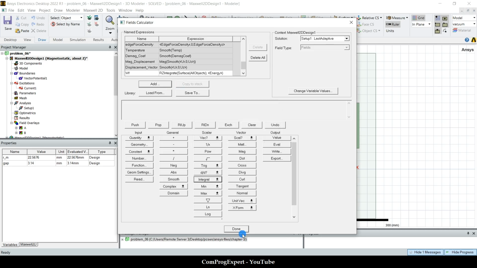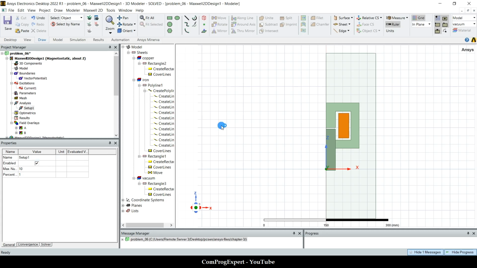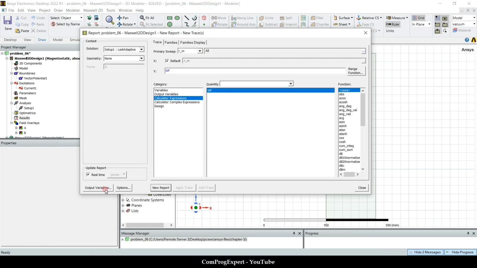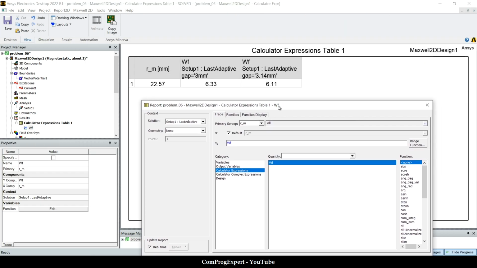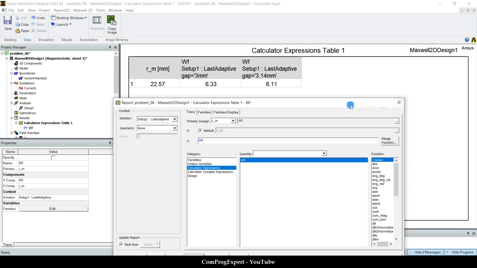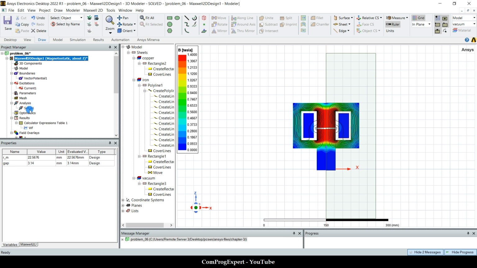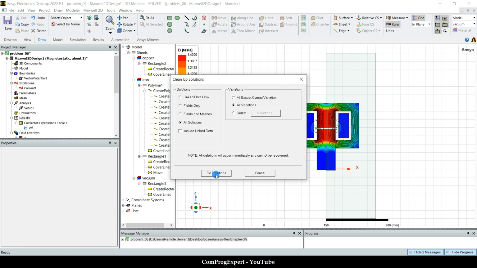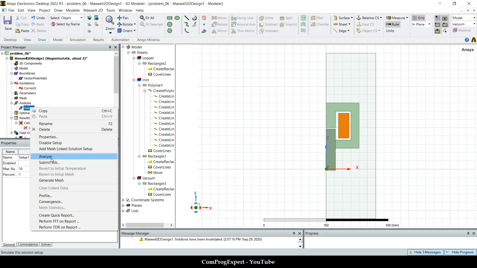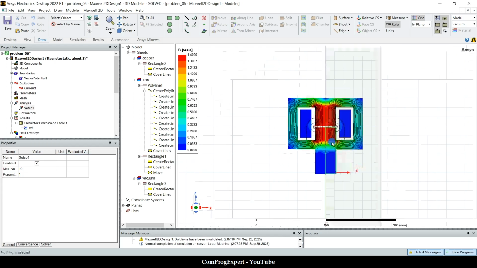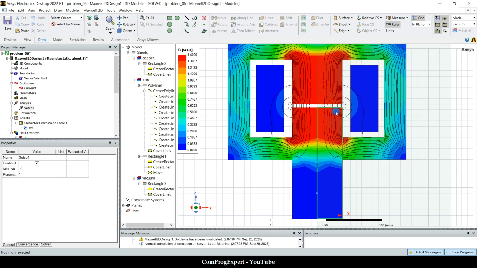Total energy in the field. Let's repeat the simulation to check the numbers. From the field data table, this is the energy. What is the value? Equal to 6.11. So let me clean up the previous solutions and analyze the structure again. In this case, we have a stored energy. Also here, we have the fringing effect, a stored energy in this part.